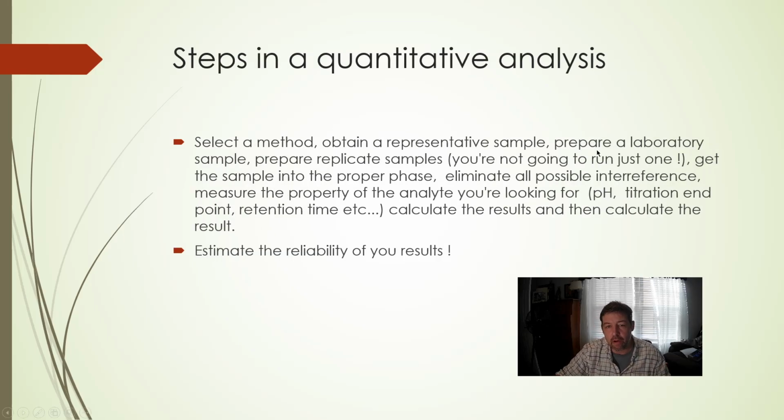The steps in a quantitative analysis are: you're going to select your method, obtain a representative sample, and prepare a lab sample, getting rid of interference compounds. You might have to melt something down. You might have to evaporate something away. There's a million different ways that you could have to prep a sample in the laboratory.